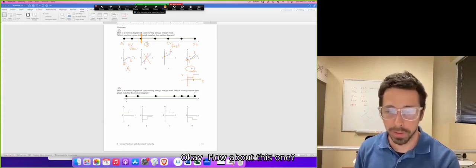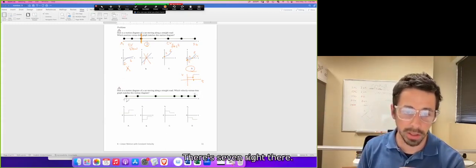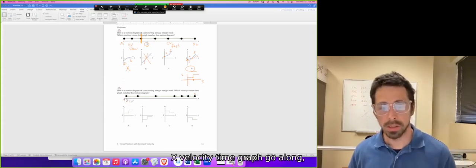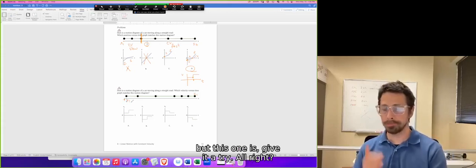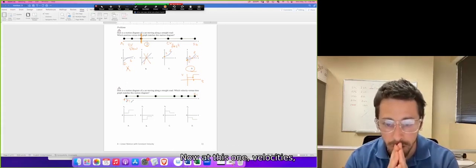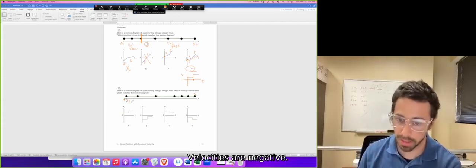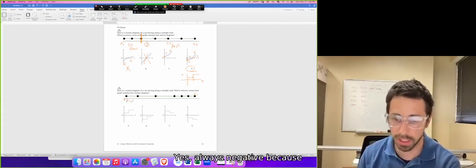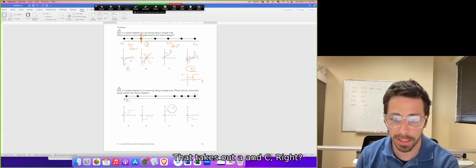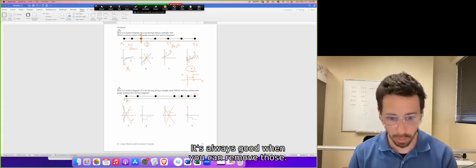Okay, how about this one? There's your x1, 2, 3, 4, 5, 6, 7. There's 7 right there, x7. Which velocity time graph goes along with this one? Give it a try. All right, now with this one, velocities. Are they positive or negative? Velocities are negative. Always negative? Yes, always negative, because they're always pointing to the left. That takes out A and C. It's always good when you can remove those.